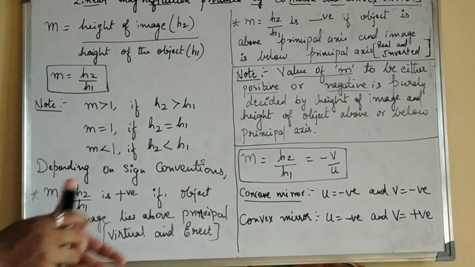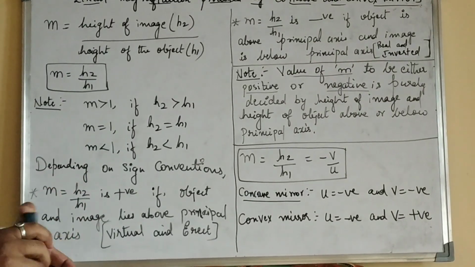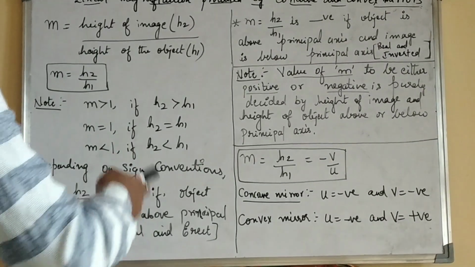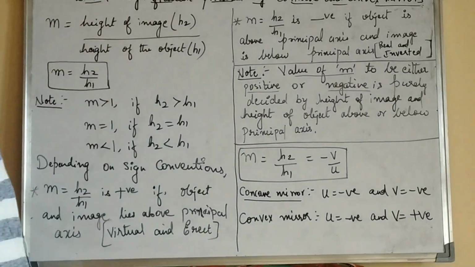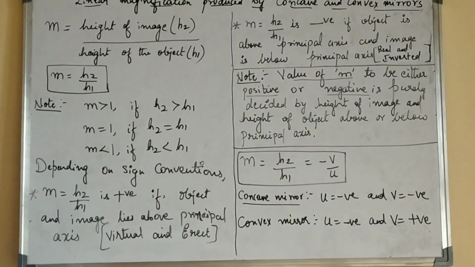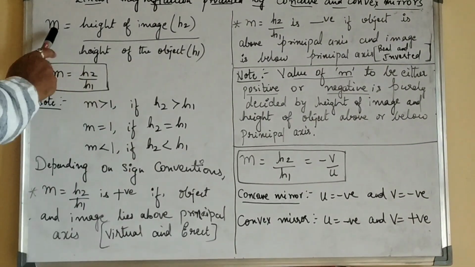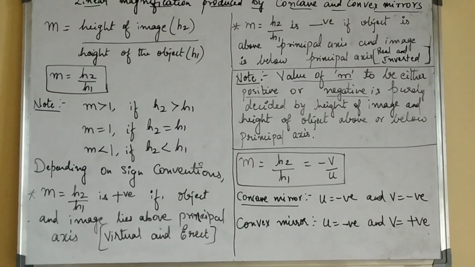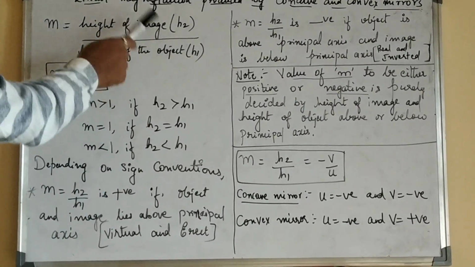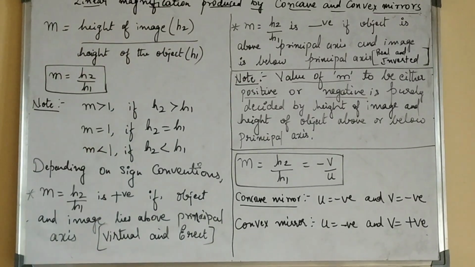Okay students, after having understood the mirror formula, that is 1 by F is equal to 1 by U plus 1 by V, it's time we move on to the linear magnification produced by concave and convex mirrors. Now, what is the definition of magnification? See here, small m represents magnification. It is defined as the ratio of height of the image to the height of the object.